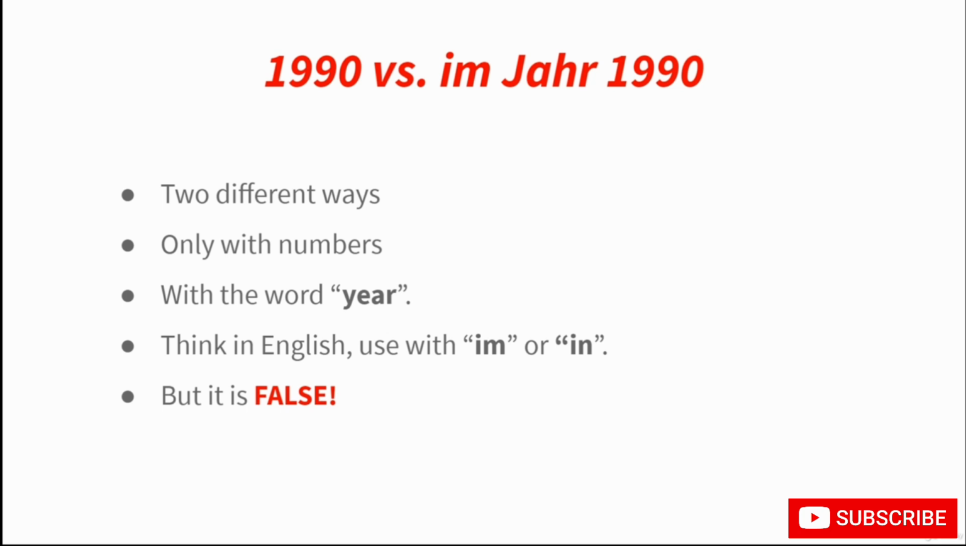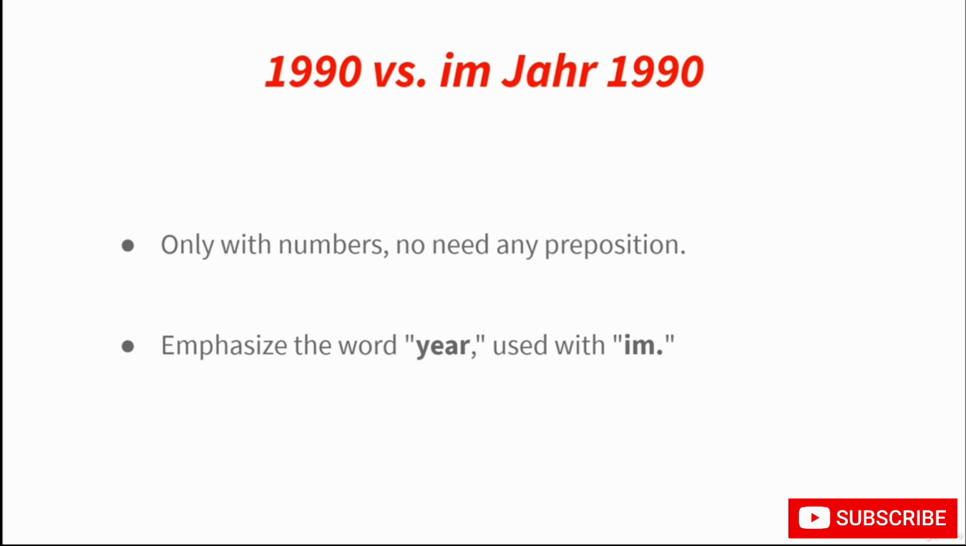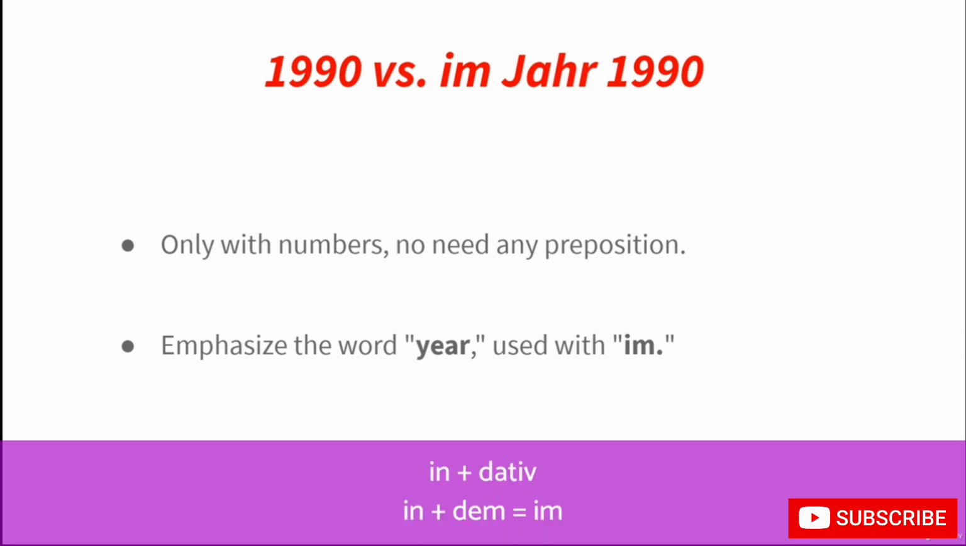When we think in English, it is automatically used with im or in, no matter whether we have the word year or not, but it is false. In German, when the year is said only with numbers, then there is no need for any preposition. It's only the year. But when we want to emphasize the word year, then it is used with im. Why not in? Because normally it is in dem Jahr, and instead of saying in dem, im is used.